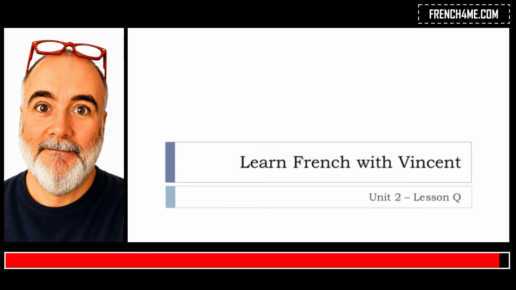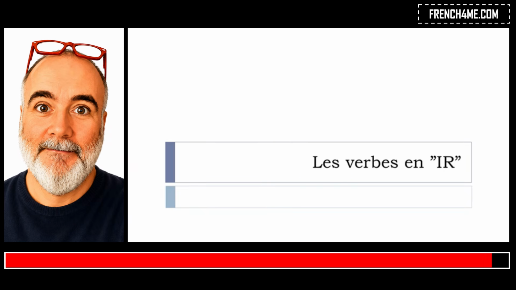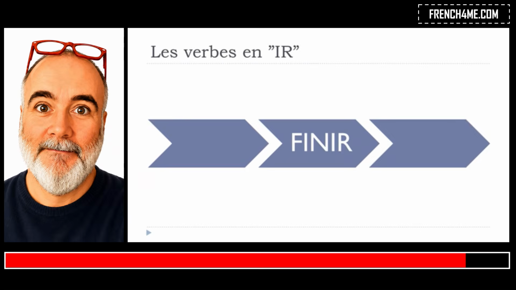This is Unité 2, leçon Q. And in this lesson, we'll see how to conjugate the verbs ending with ER. So not all the ER verbs belong to the second group, but some of them. And then we'll see how to conjugate them at the present form, okay?